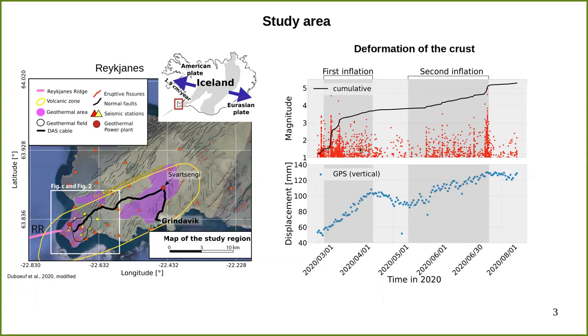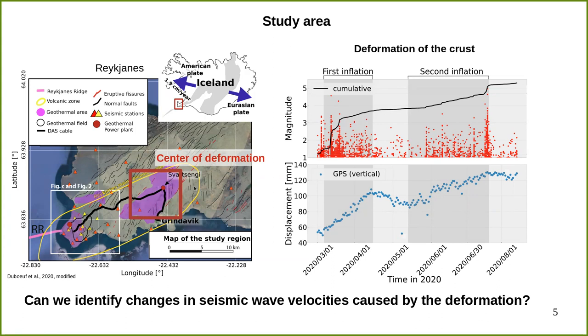This is demonstrated in the upper figure, where we see earthquakes as a function of time and magnitude, and the black line denotes the cumulative number. The center of deformation coincides with the geothermal area at the Svartsengi geothermal power plant. So here we were wondering whether we can identify changes in seismic wave velocities caused by the deformation.